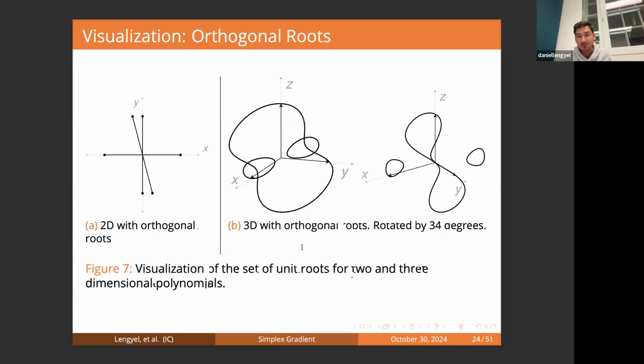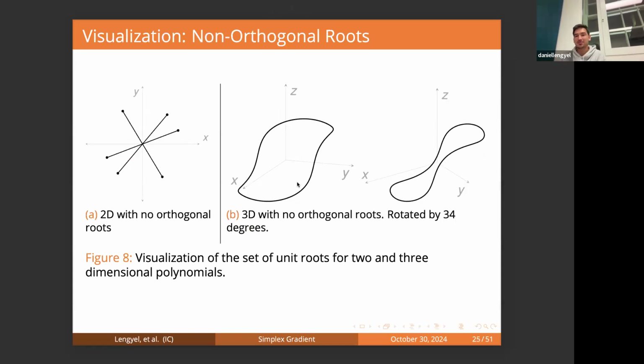The same in the 3D space. We again plot the unit roots, all roots that are unit distance away from 0 for this polynomial. Here the input space for the polynomial is 3-dimensional, and in this domain we want to find all the unit roots. Again, along the coordinate axes, we can find the orthogonal roots, or at least it looks like it. We'd have to confirm, but it looks like it. But you can also construct cases where you cannot find the orthogonal roots, in this 2D case or this 3D case.